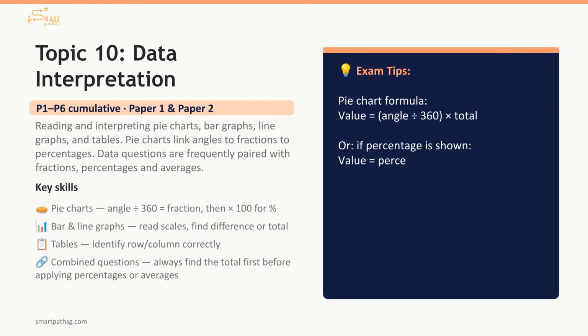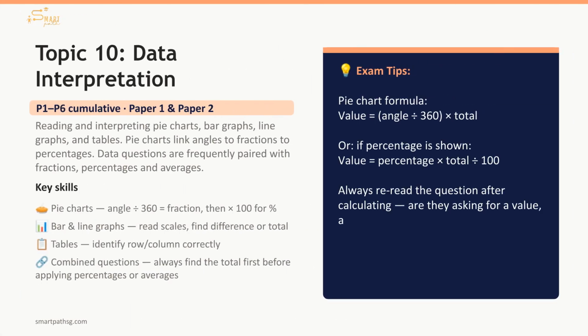Data interpretation is tested across both papers, covering charts, graphs, and tables. Pie chart questions always link to fractions or percentages. Know the formula: angle divided by 360 equals fraction. Scale reading errors on bar charts are very common. Check the interval on the y-axis carefully before reading off any values.